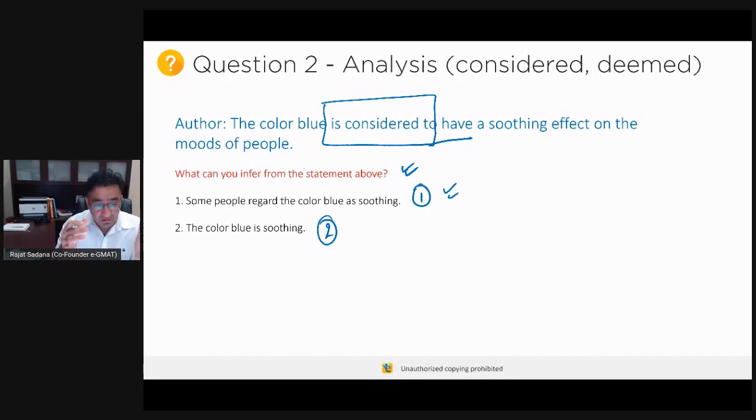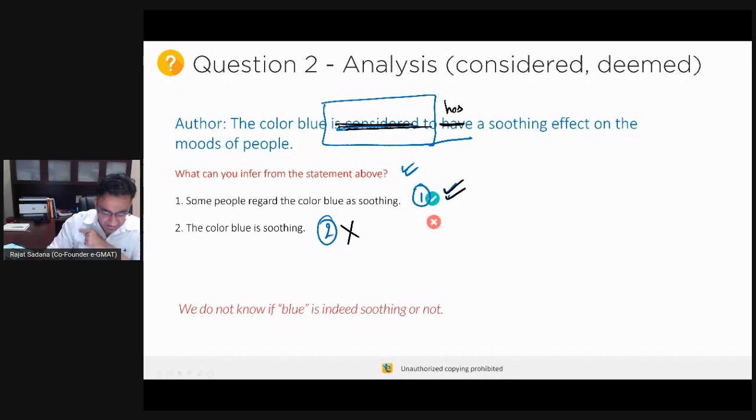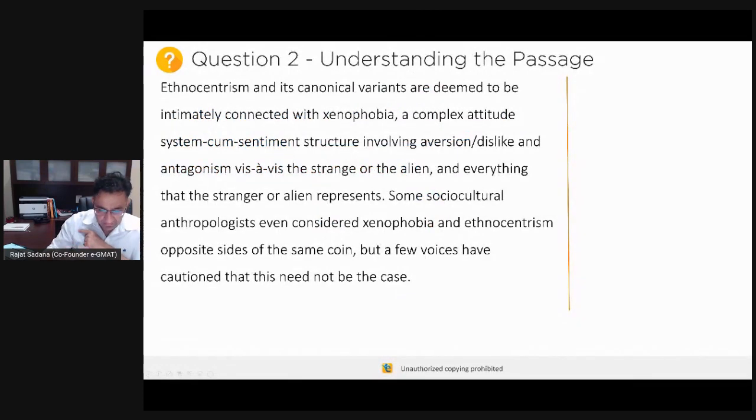If the author truly wanted to say the color blue has a soothing effect, he would not say it's considered to be, he would just say the color blue has a soothing effect on people. That's when it would be author's opinion. And that's really important to understand, this distinction, because in GMAT RC, they will test this distinction again and again. Okay, so the piece that's correct in this case is this one over here. Choice B is wrong.